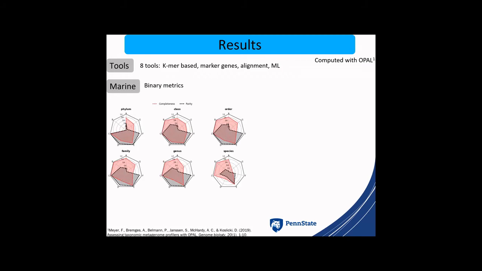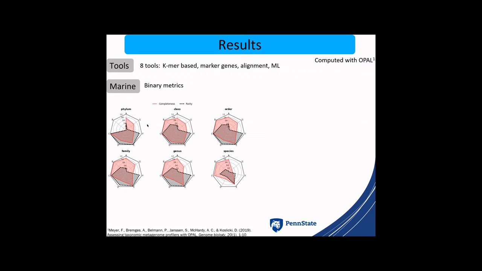As for the tools, these results are all computed with Opal, one of the manuscripts that Alice mentioned at the very beginning. We basically had 8 tools, a bunch of different methods. Some of them were k-mer based, some of them use marker genes, some use alignment, some use machine learning, etc. And I'm mainly going to be looking at the marine data. So first off, looking at those binary metrics, just the presence-absence, what I have are all the tools on these little spider plots, anonymized. So this is tool A, B, C, D, etc.